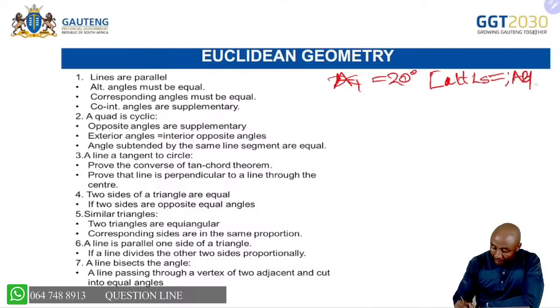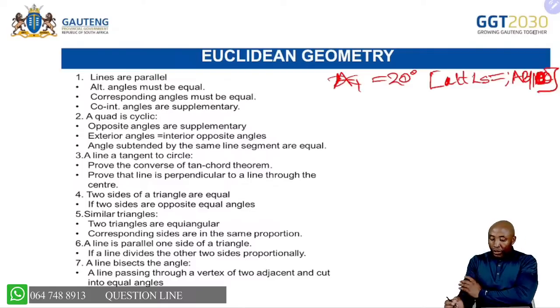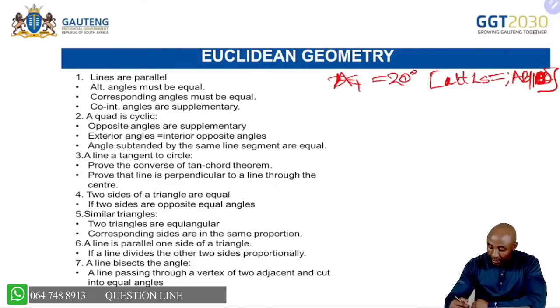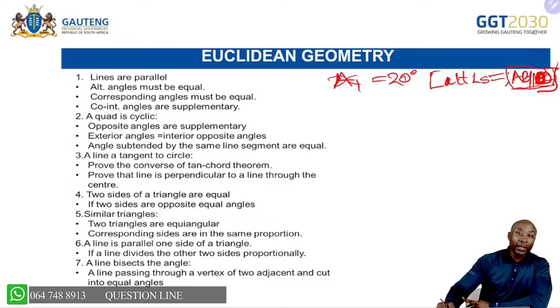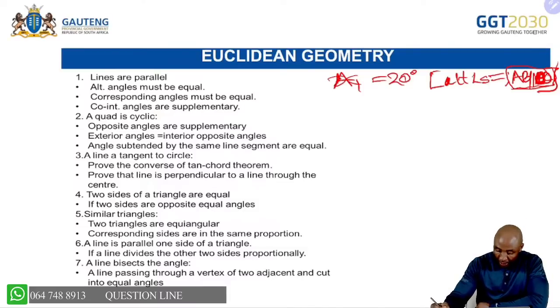We must name our parallel lines. AB parallel to CD. Most of us leave out that part of mentioning our parallel lines. We will lose marks. For our co-interior angles and corresponding angles, we must always mention our parallel lines.